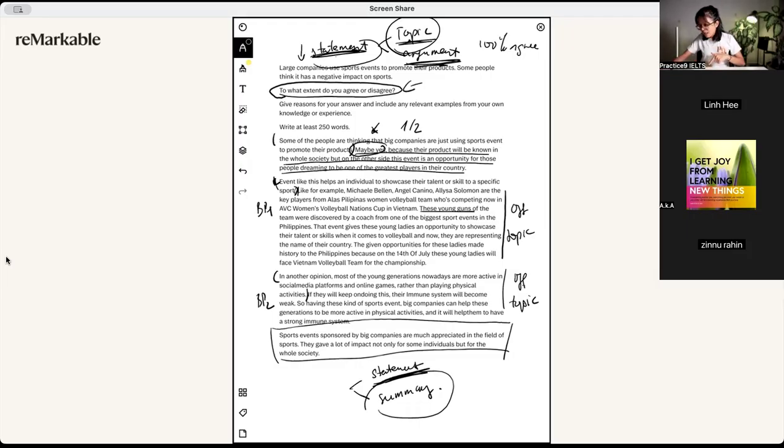And this is only the opinion essays. We have, what is it? Discuss both views and give your opinion. The outweigh essay, oh my God, I hate that. Very difficult to explain to people how to write properly.